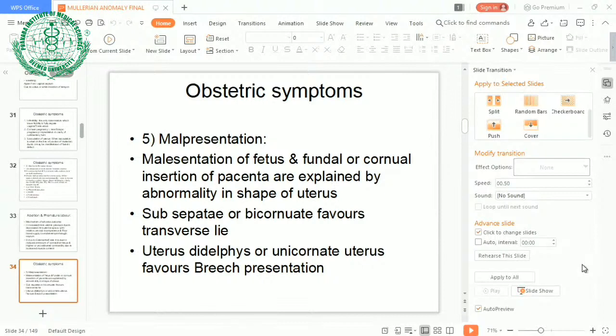Malpresentation of the fetus and fundal or cornual insertion of the placenta are explained by abnormality in the shape of the uterus, where subseptate or bicornuate uterus favors transverse lie, and uterus didelphys and unicornuate uterus favors breech presentation.